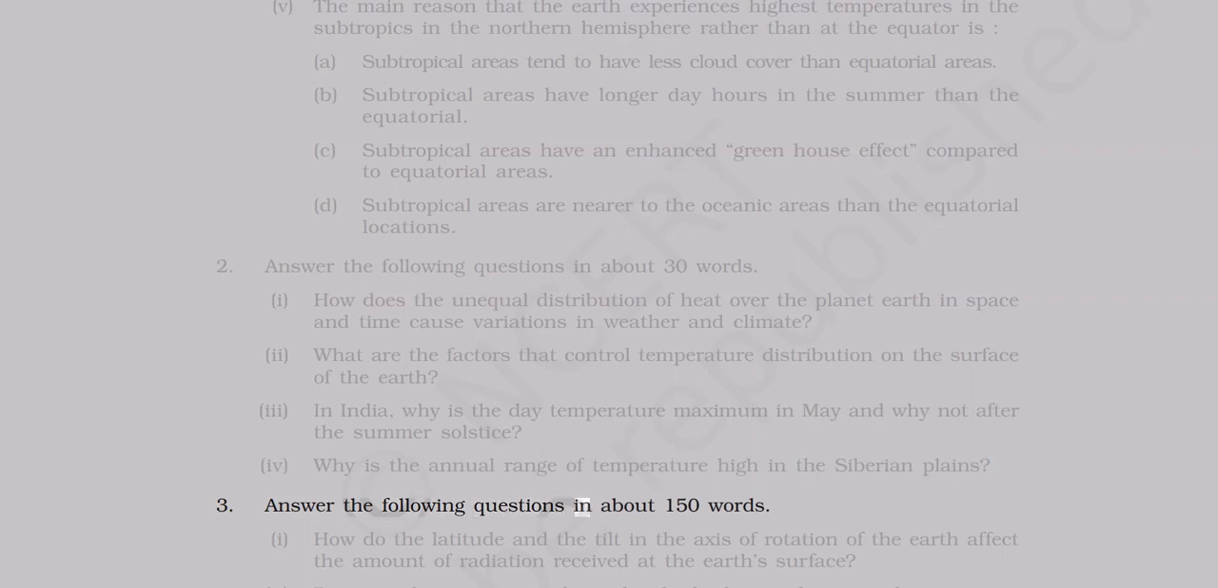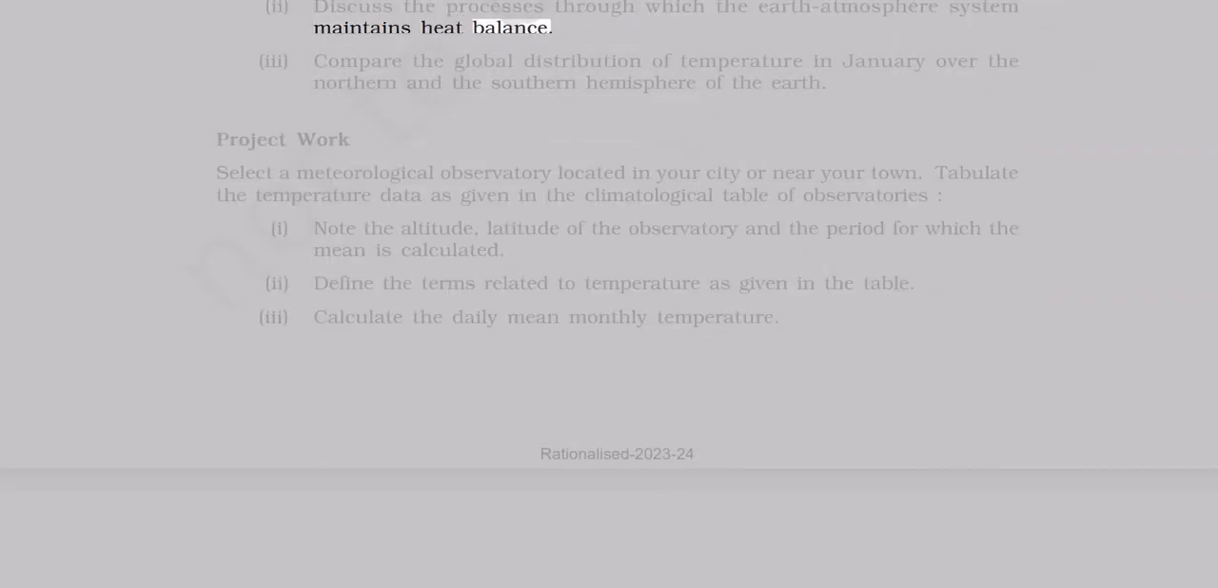3. Answer the following questions in about 150 words. I. How do the latitude and the tilt in the axis of rotation of the Earth affect the amount of radiation received at the Earth's surface? 2. Discuss the processes through which the Earth atmosphere system maintains heat balance. 3. Compare the global distribution of temperature in January over the northern and the southern hemisphere of the Earth.